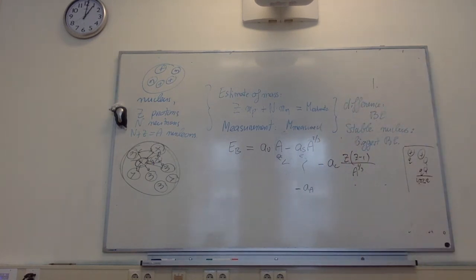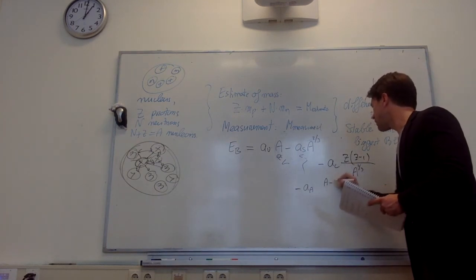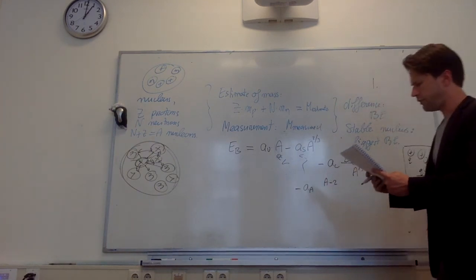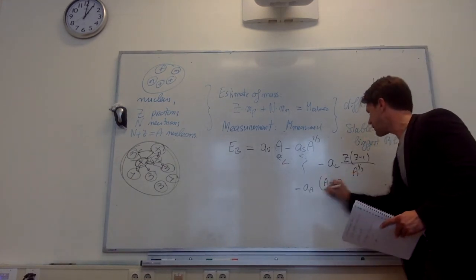The other one, asymmetry. Now this one is interesting. Let's see if we can understand that one. 2Z, that's wrong. No, that makes sense. Okay, understand.